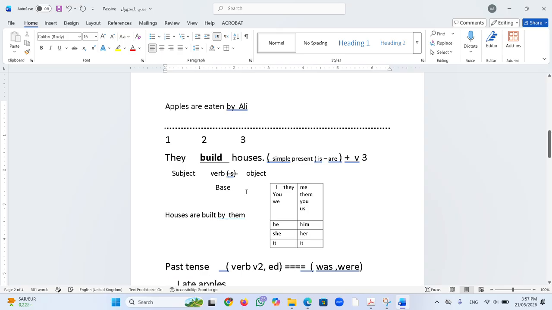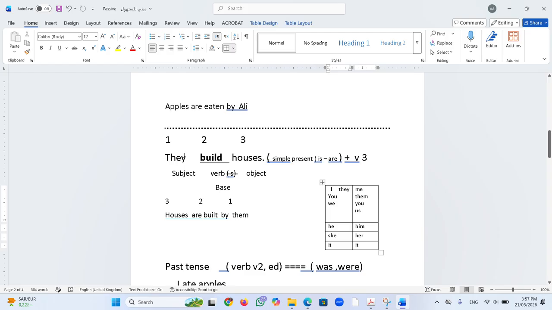Let's go. 3, 2, 1. Clear? Okay. Now they is subject, build is verb, houses is object. How to change it? Houses are built by them. From where did we bring the word them? It is a pronoun. As you know, we change the subject pronouns to object pronouns. Okay? This is the second step that we will talk about.